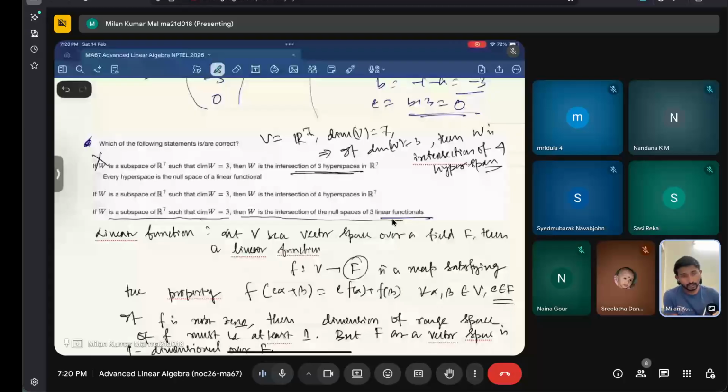Now let's get back to the other statements. Every hyperspace is the null space of a linear functional. That is what I have already proved. Obviously here I have to write non-zero linear functional, but it is understood that we are considering non-zero linear functionals. Third option: if W is a subspace of R7 such that the dimension of W equals 3, then W is the intersection of 4 hyperspaces. This is also correct.